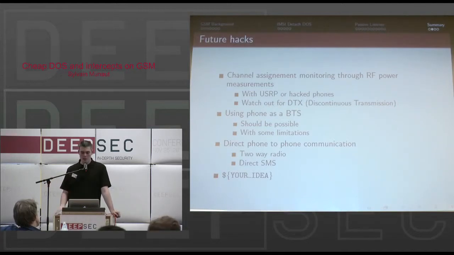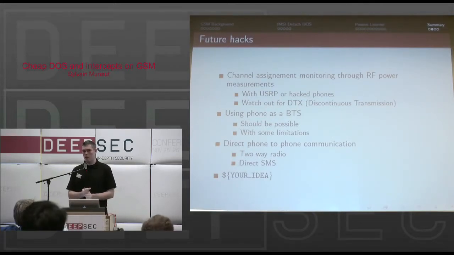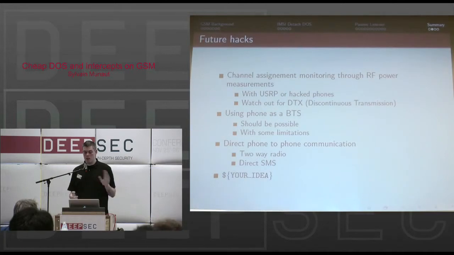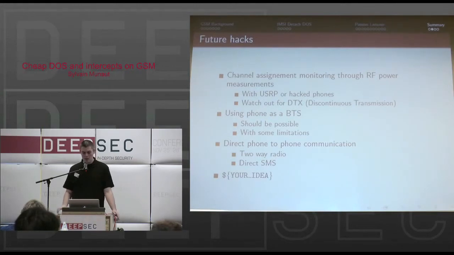One problem with this approach is what's called discontinuous transmission. Basically, to save power both in your phone and in the network, when there is nothing to transmit, like silence, it doesn't actually transmit anything. So you don't detect any power at all. Hopefully, there is always a control channel that's associated, and this one is always transmitted. So you can always monitor that. There is less data on it, so you have fewer data points to find the assignment. But I think it should be possible. That's something to try.